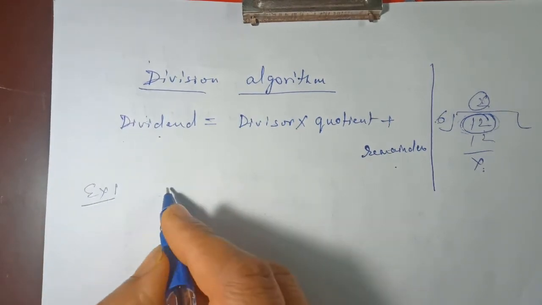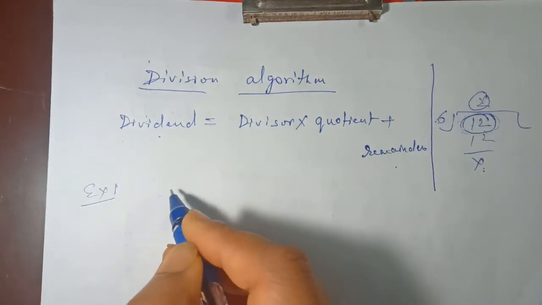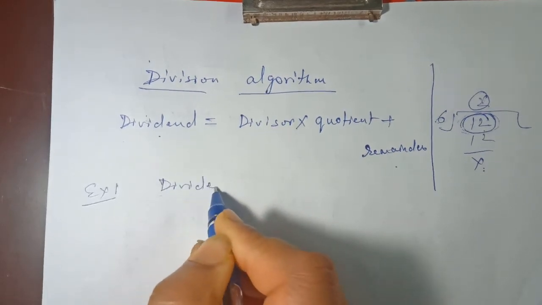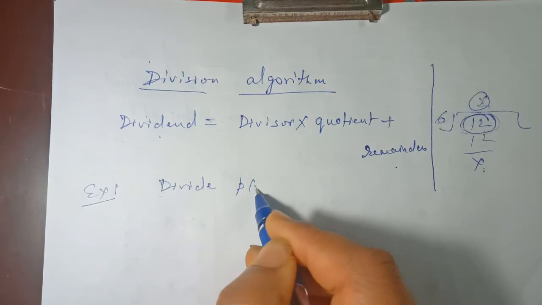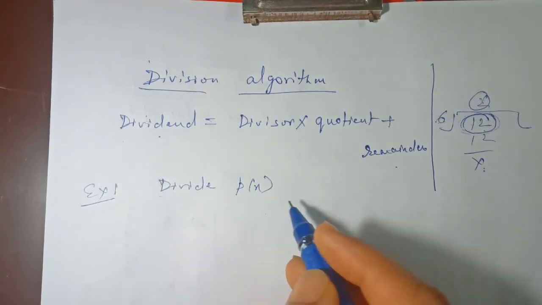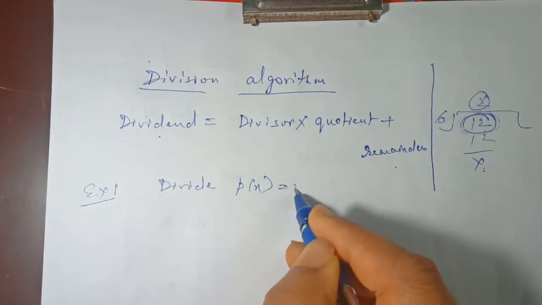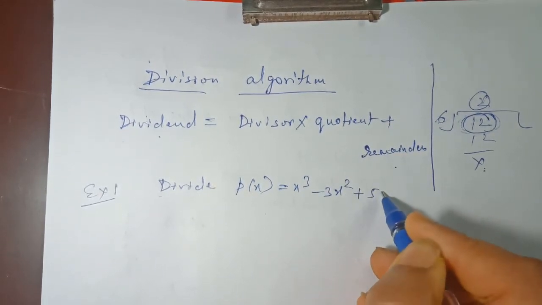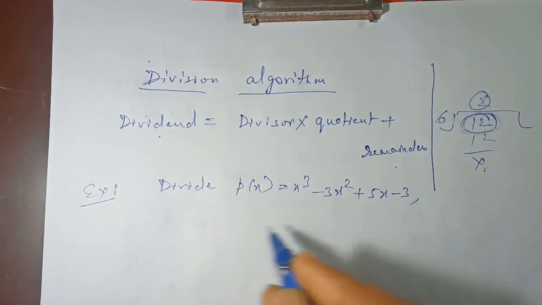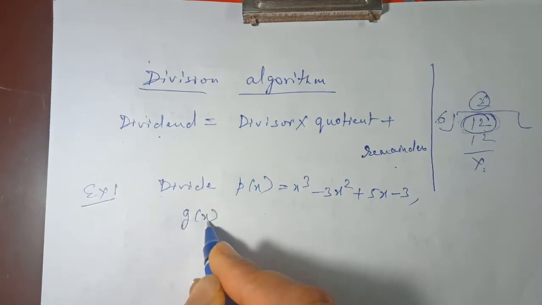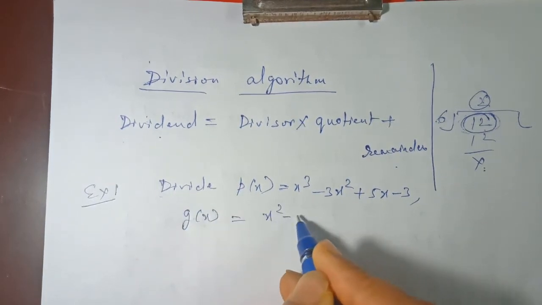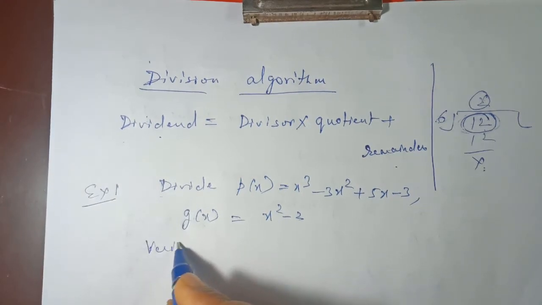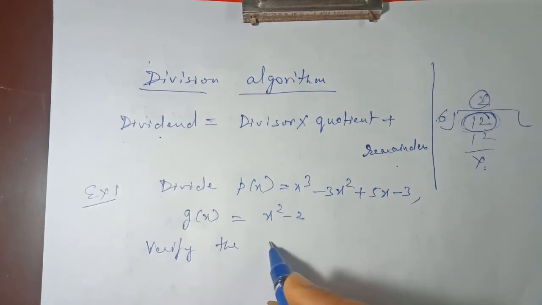Let us take an example. Suppose we have a polynomial which is denoted by p(x). Suppose we have to divide the polynomial p(x), that is x cube minus 3x square plus 5x minus 3, by another polynomial g(x), which is x square minus 2. And also we have to verify the division algorithm.